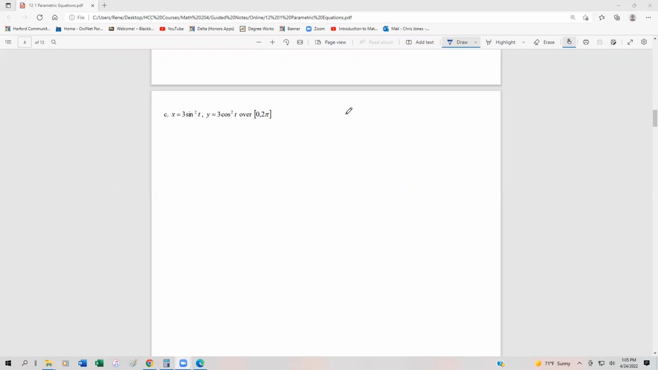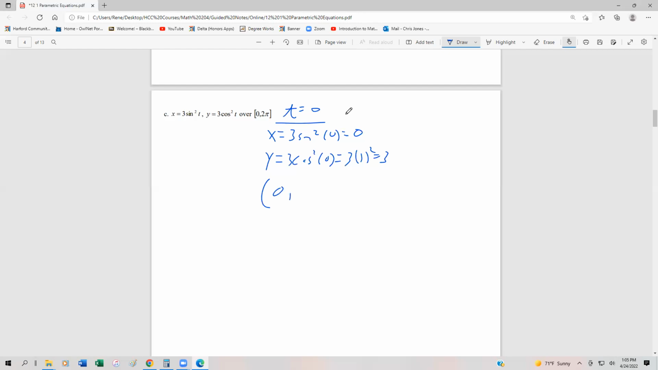But here's a way that we can try to plot this rather easily. So first thing we're going to do, let's plot a few of the points. When t is 0, that means x is 3 sine squared of 0, which is just 0 since sine of 0 is 0. And then y is going to be 3 cos squared of 0, which is going to be 3 times 1 squared, which is 3. So we know that one point is going to be (0, 3).